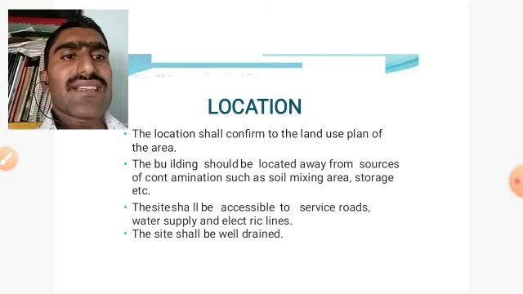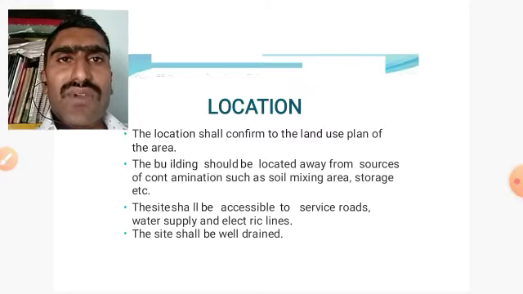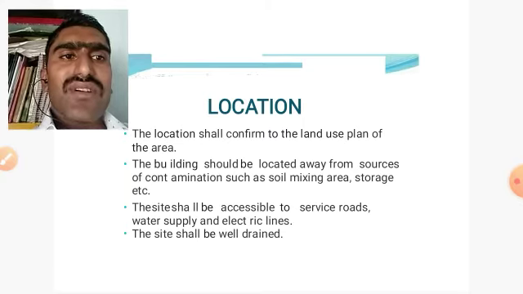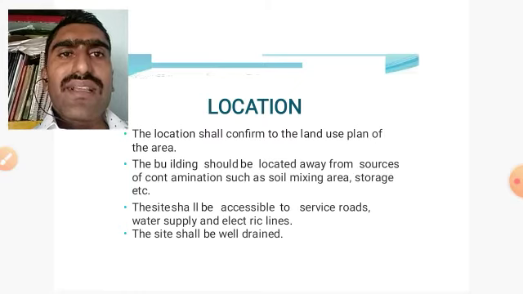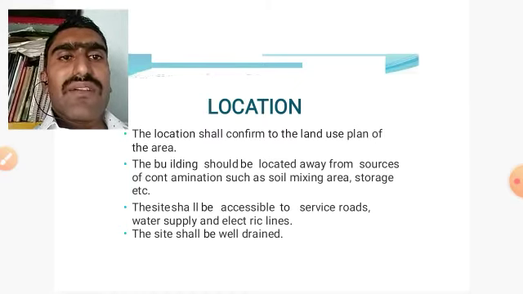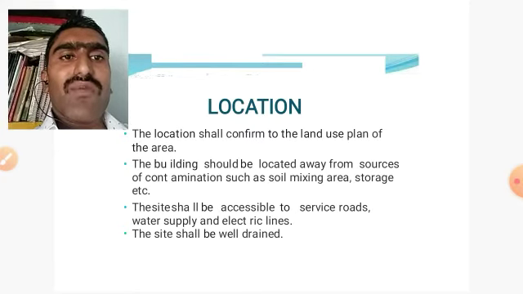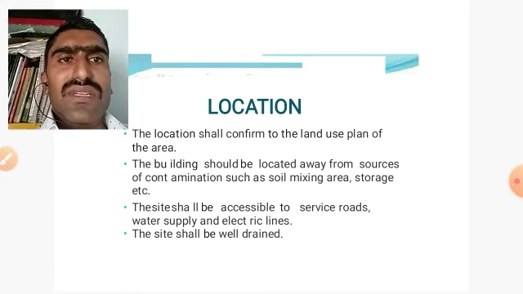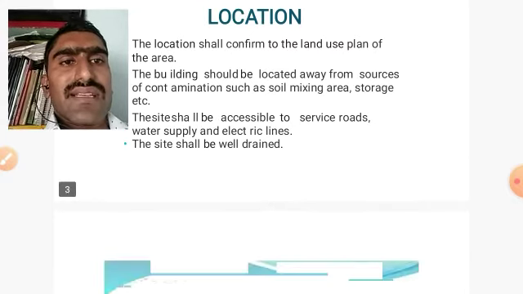The site shall be accessible to service roads, water supply, and electric lines. Whenever you are going to construct the plant tissue culture laboratory, there should be road access. The lab should be connected with highways, state highways, or roads, so that vehicles or customers can come easily. Water supply and electricity should be proper. There should not be a load shedding problem or water problem, and the site shall be well drained. These are the general requirements.